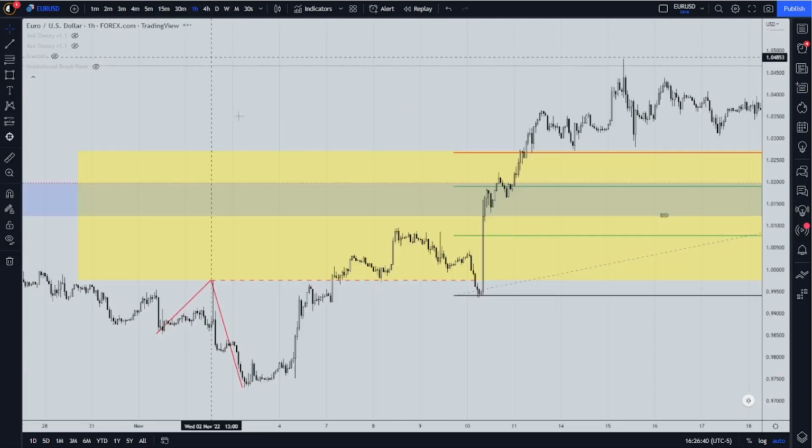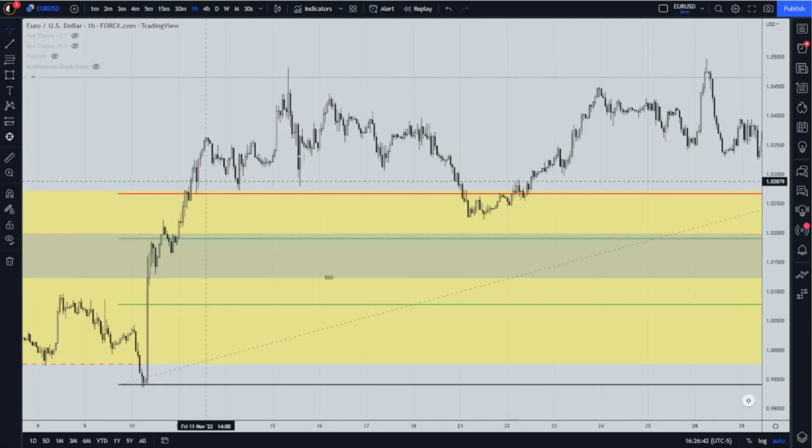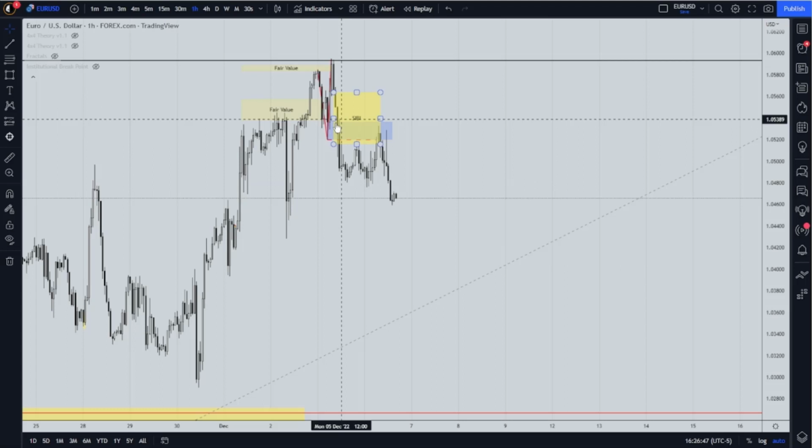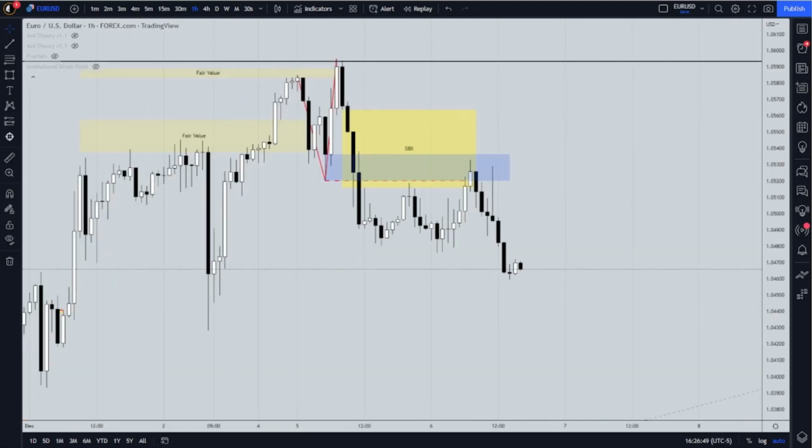So back to the hour, find what I'm looking at. The sequence that I have established takes into account a few different concepts at the moment. So we have this fractal. We're looking for fair value on either side.